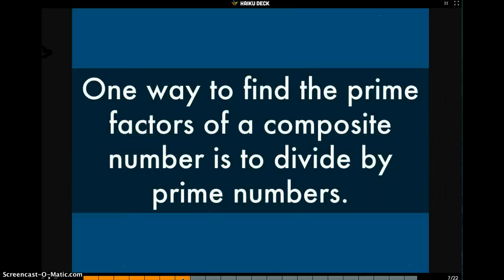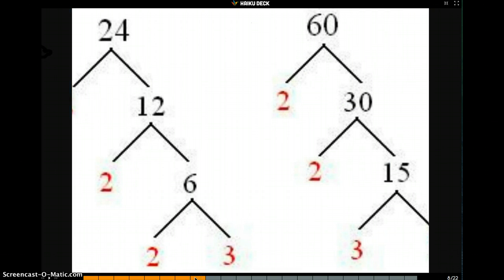One way to find the prime factors of a composite number is to break it down and divide it by prime numbers. So it's going to look something like this. See, they're starting with 60 and they're dividing it by a prime number to get another number, and then they're breaking that number down until you finally get all prime numbers.